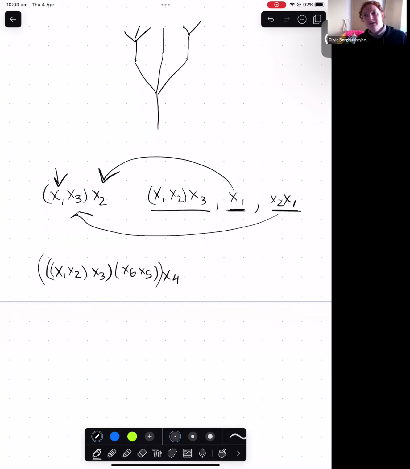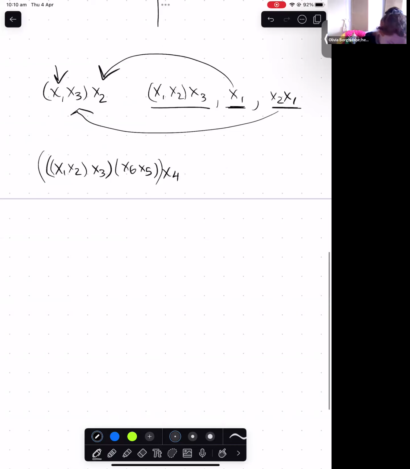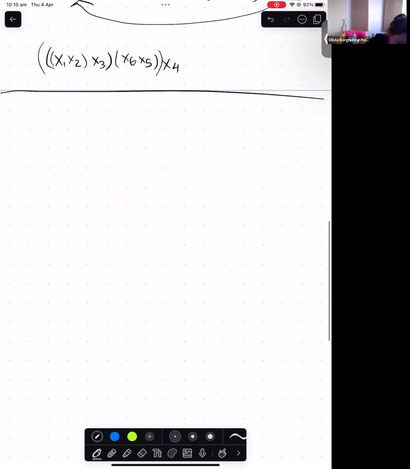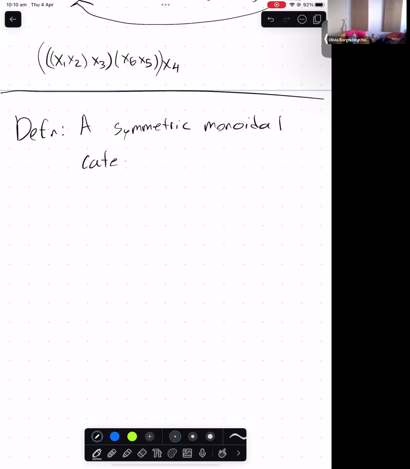And then since the isomorphism between any two objects is just a unique one, we don't really need to pay attention to how that's working operadically. Okay. So with that constructed, we can actually define a symmetric monoidal category. It's an algebra over this operad.